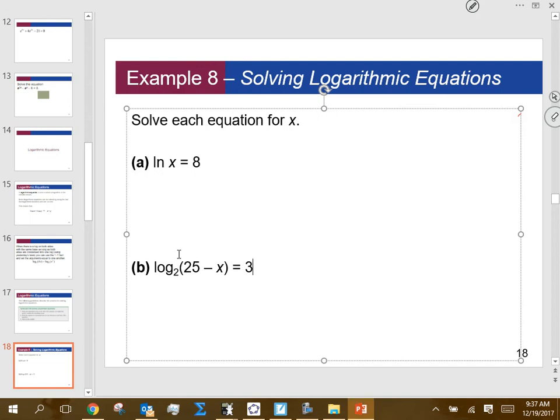There's more stuff involved in this second one, and maybe one of the first things you want to think about is that when you solve this one, there's going to be some information that is important in regards to the type of number x is allowed to be. You can only take logarithms of what types of numbers? Positive, right?